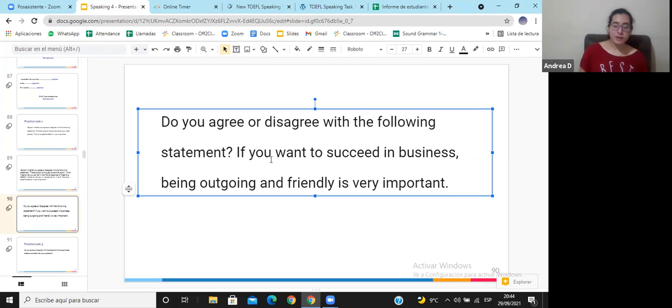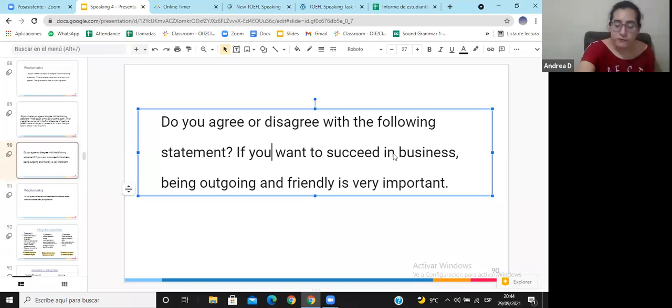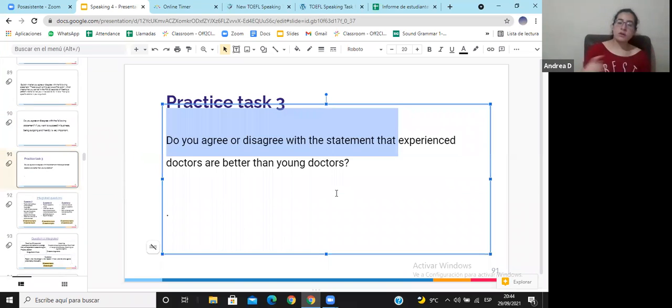Okay. Careful with "I am agree." Again, you could say I'm in favor or I'm against, not "I am agree." And finally, the last one: agree or disagree, experienced doctors are better than young doctors. We'll see, 15 seconds.